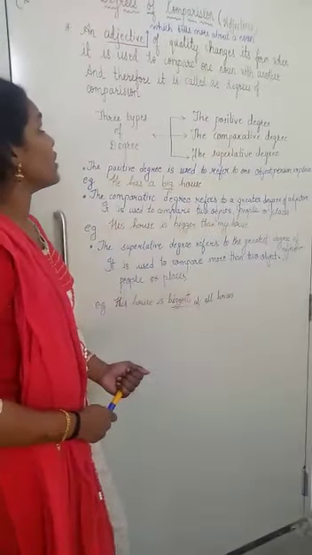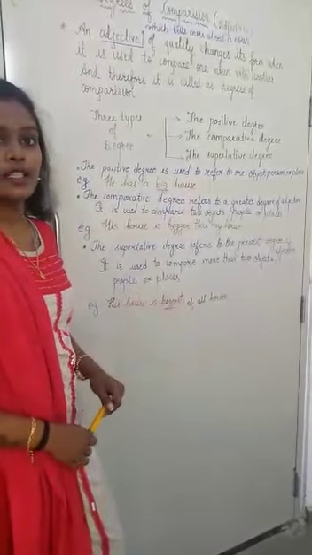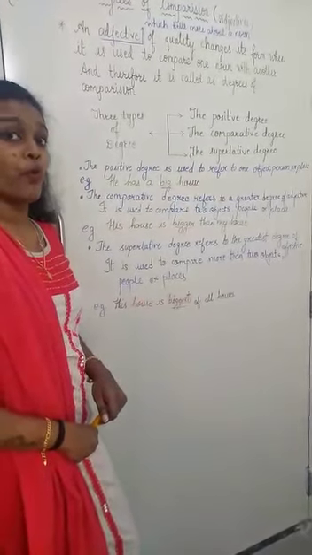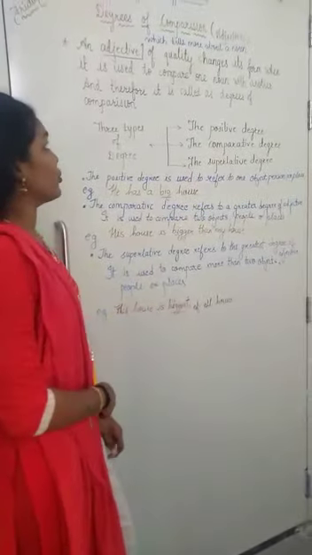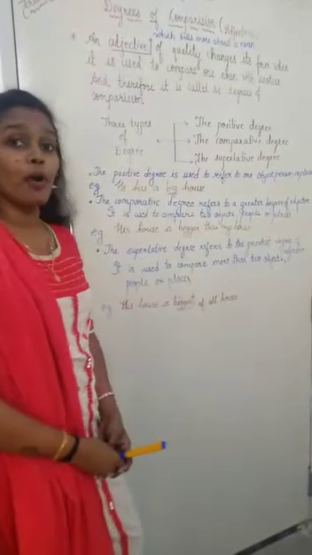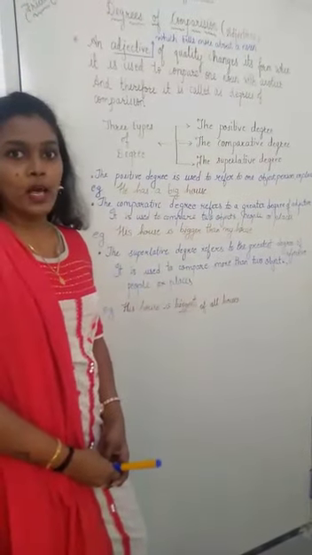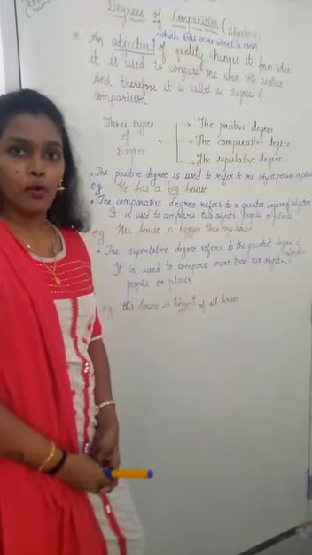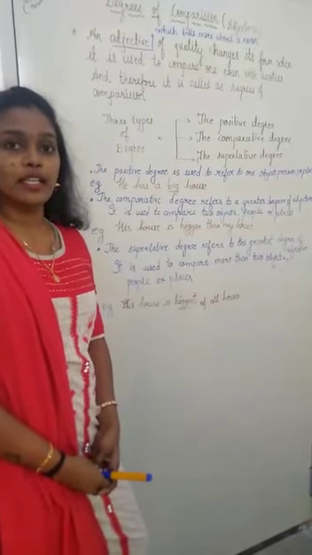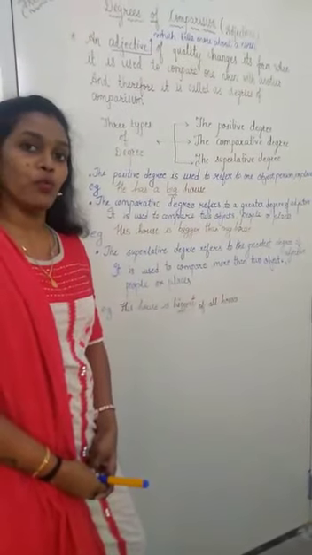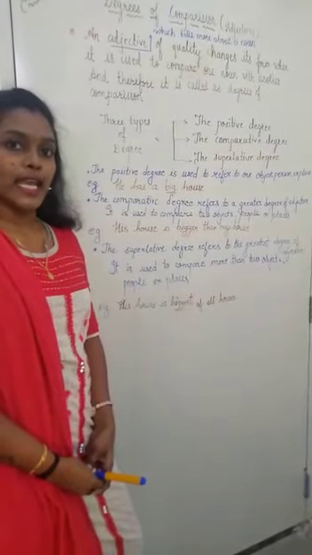Now before we start with degrees of comparison, let's understand what is an adjective. An adjective tells us something more about a noun. For example, Raju is a smart boy. So, the word smart tells us something about Raju. So, the word smart is an adjective.